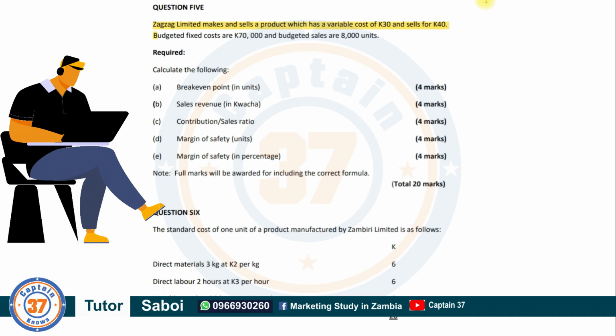The budgeted fixed costs are 70,000 kwacha, and the budgeted sales are 8,000 units. This particular question goes on further and asks us to calculate the following. A, the break-even point.